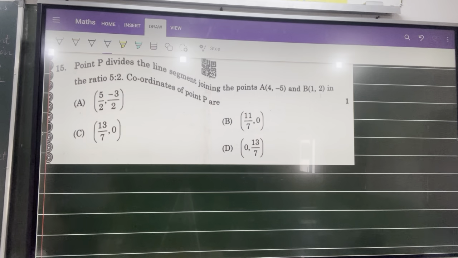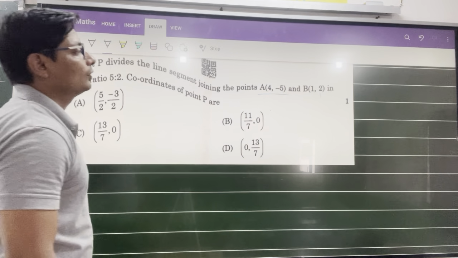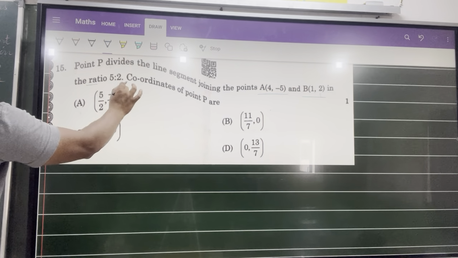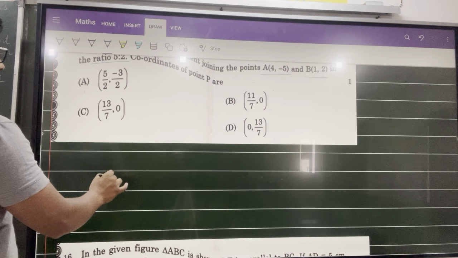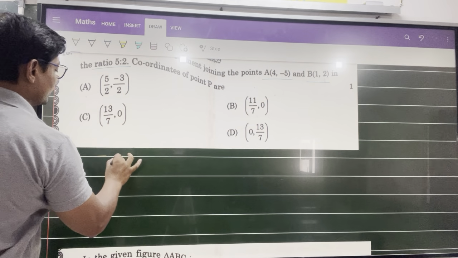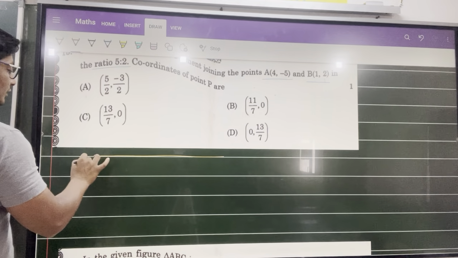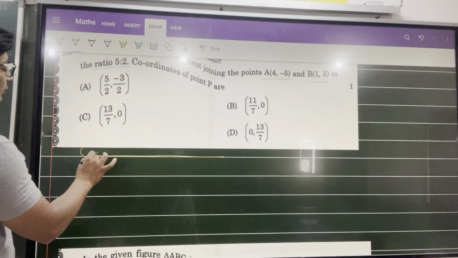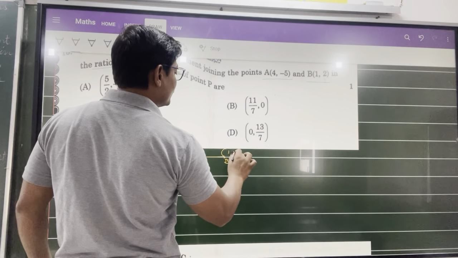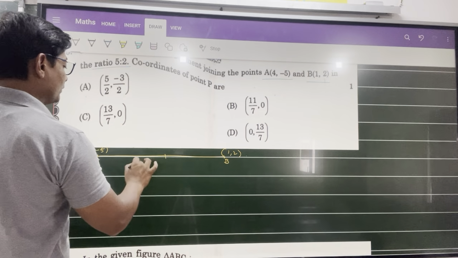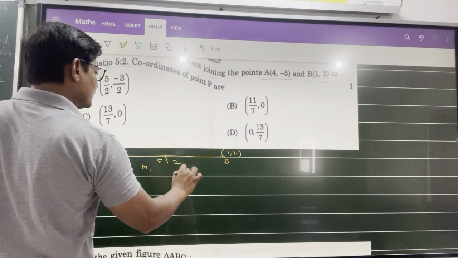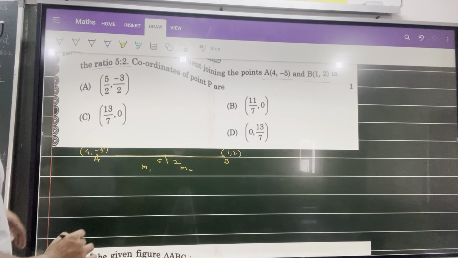Point P divides the line segment joining the points A (4, -5) and B (1, 2) in the ratio 5 is to 2. Coordinates of point P are. So here they have given the line segment, so I'll just try to draw that and then we'll solve this for our convenience. Coordinates of point A are (4, -5) and coordinates of point B are (1, 2), and the line is divided in the ratio of 5 is to 2. So here I will take this as m1 and this as m2. Fine. So we have to obtain the coordinates of the point.